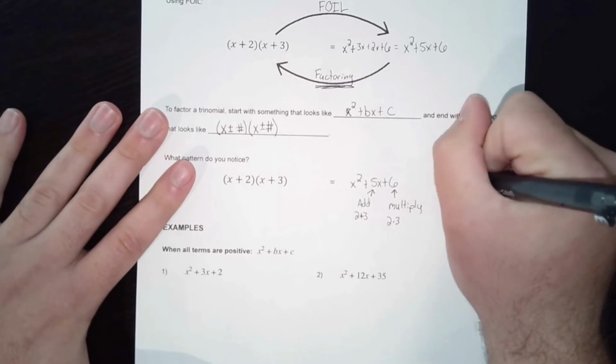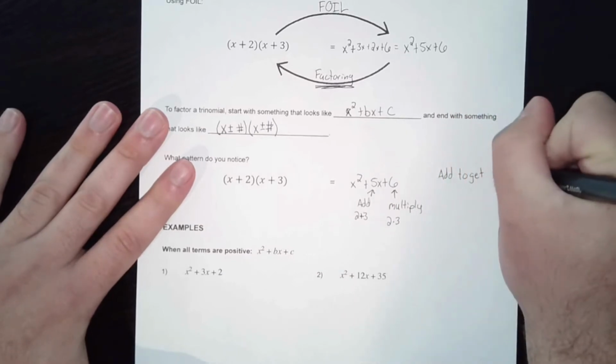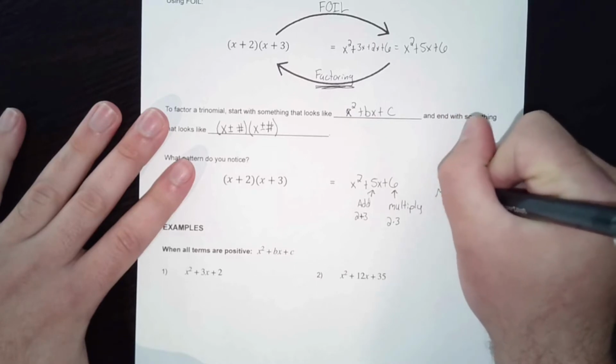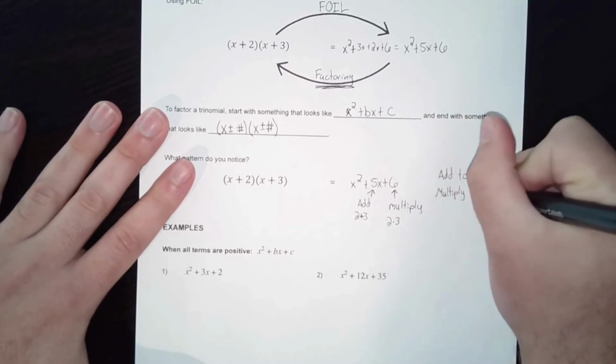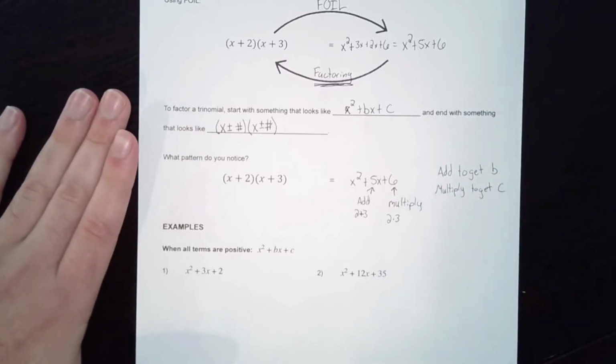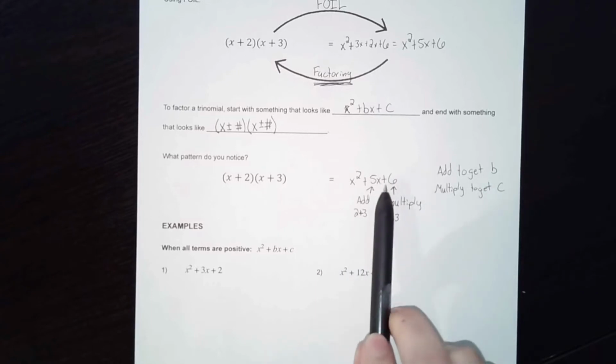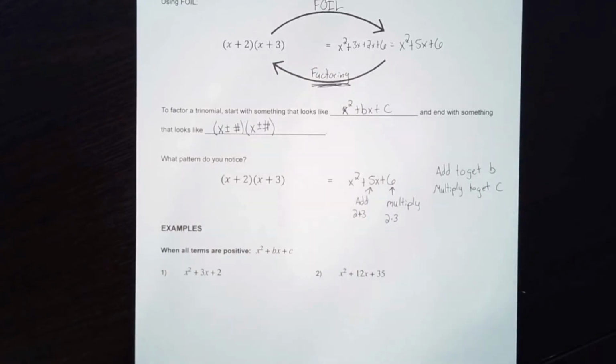Okay, what I always remember is we add to get b, and we multiply to get c. So add to b, multiply to c. Now there is a little bit of hiccups in there as far as what these signs show up as. They'll start to change from pluses to minuses. That can cause some issues. So we're going to talk through these in kind of three groups.